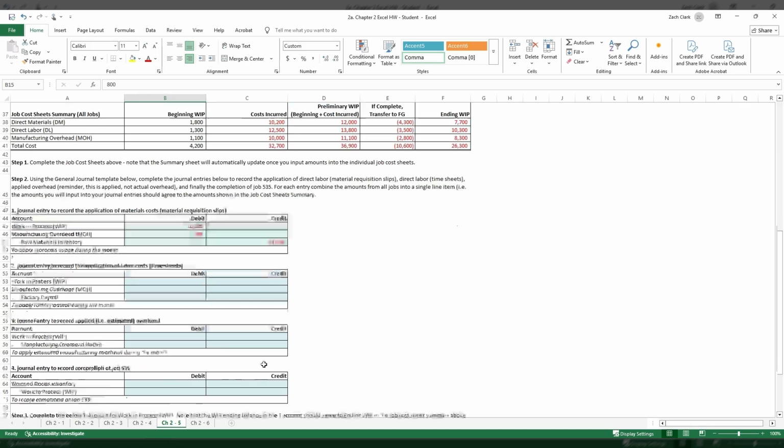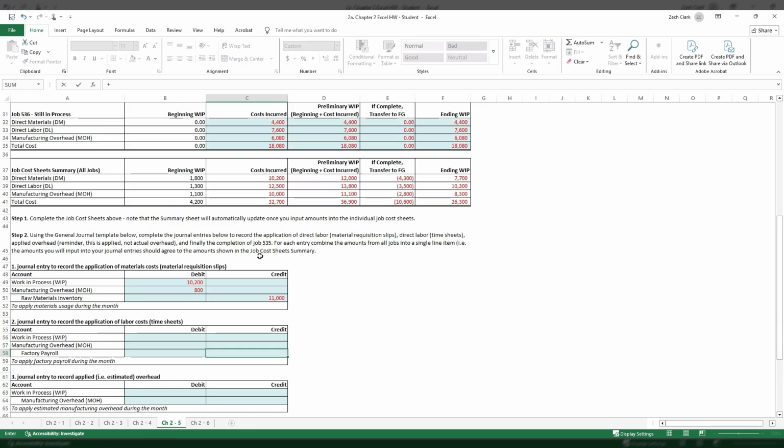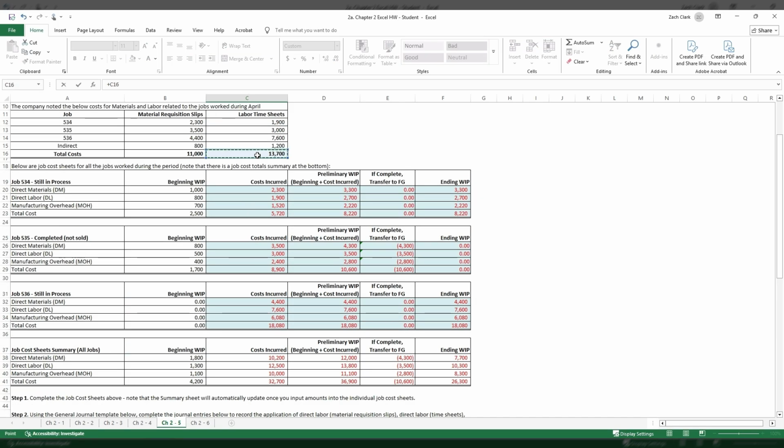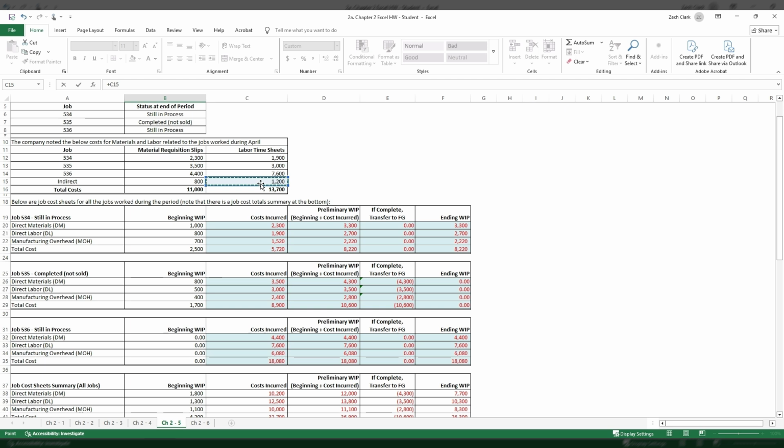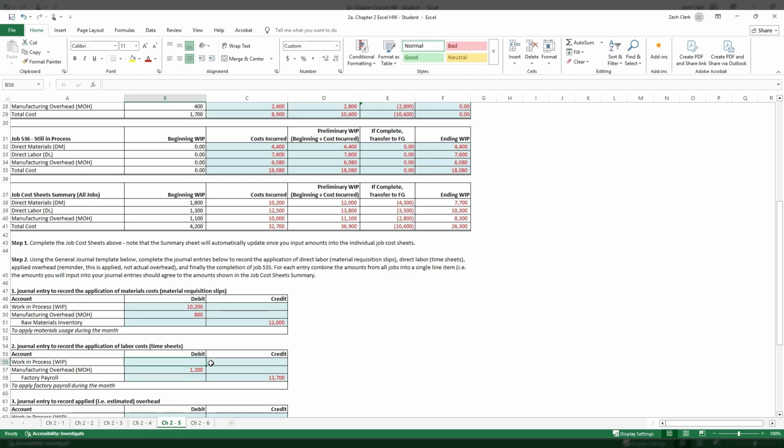Okay, now let's do the same thing for labor, here we go. Same thing for labor costs. The total was 13,700 of new costs incurred during the month. The amount of indirect cost was 1,200, so that goes to overhead. And then the rest of the actual costs that went into WIP was 12,500.